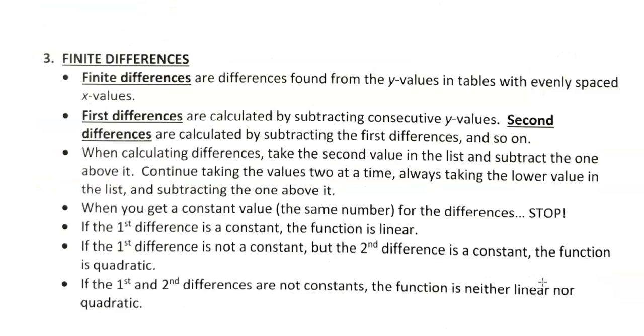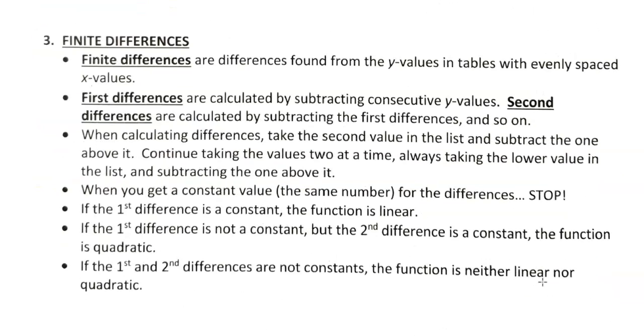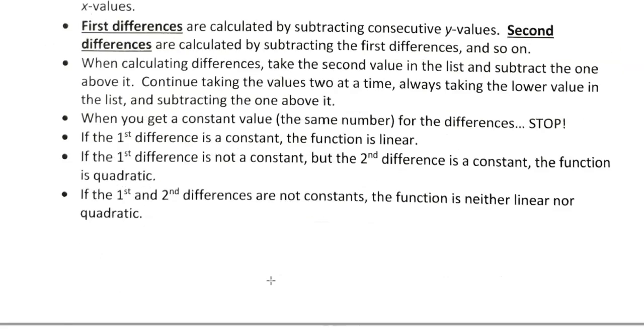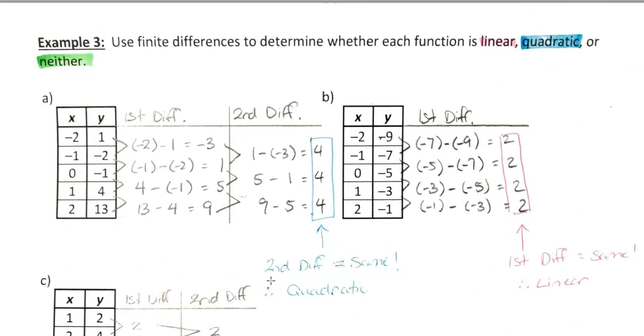Okay, then we get into the finite differences. And I think this is easiest to explain. You can read through all the instructions, but it's actually easiest to explain when I show you. What they'll do is give you a table of values, and it says use finite differences to determine whether each function is linear, quadratic, or neither.